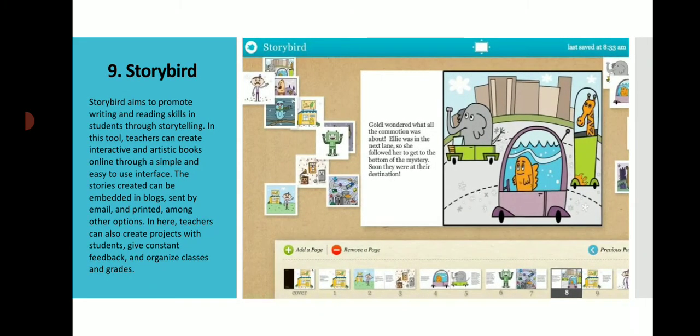Number 9. Storybird. Storybird aims to promote writing and reading skills in students through storytelling. In this tool, teachers can create interactive and artistic books online through a simple and easy to use interface. The stories created can be embedded in blogs, sent by email, and printed, among other options. Here, teachers can also create projects with students, give constant feedback, and organize classes and grades.